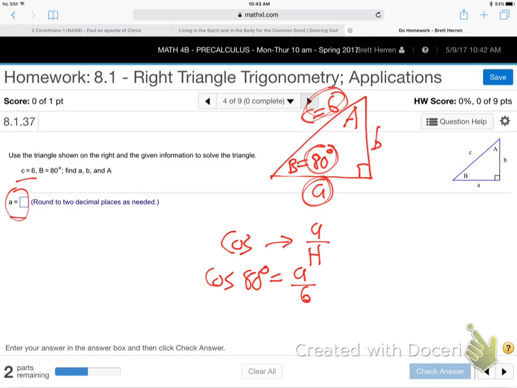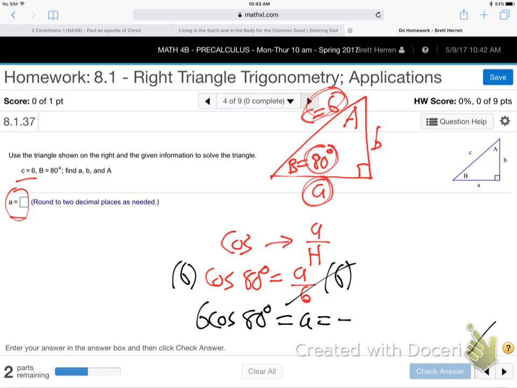Cosine is adjacent over hypotenuse. So solve for little a. How do we solve for little a? Multiply both sides by 6. Boom. So 6 cos 80. And so that's just one you would do on your calculator, right? Because 80 degrees is not one of our memorized spots, right? So just hit the buttons on your calculator. Somebody got it? What's little a? What's 6 cos 80?